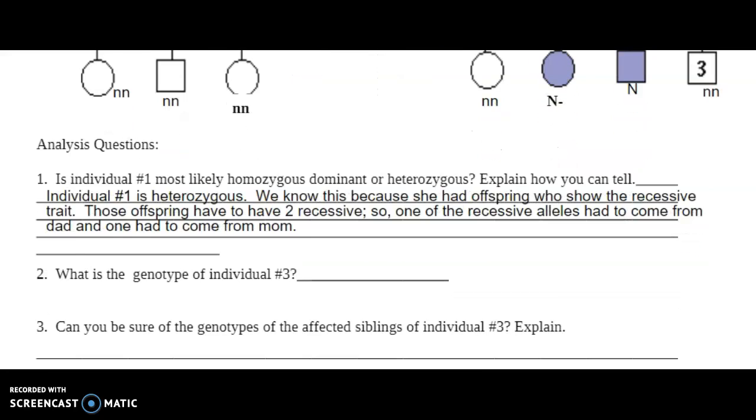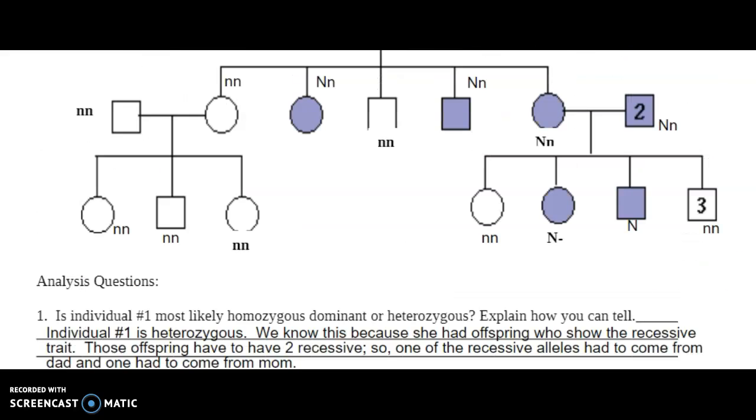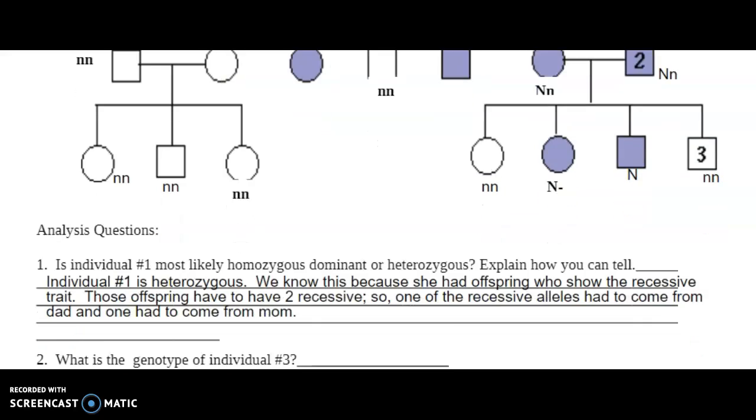Number 2 says, what is the genotype of individual number 3? Well, individual number 3 is right here, and it's showing the recessive trait, so it has to be little n, little n.